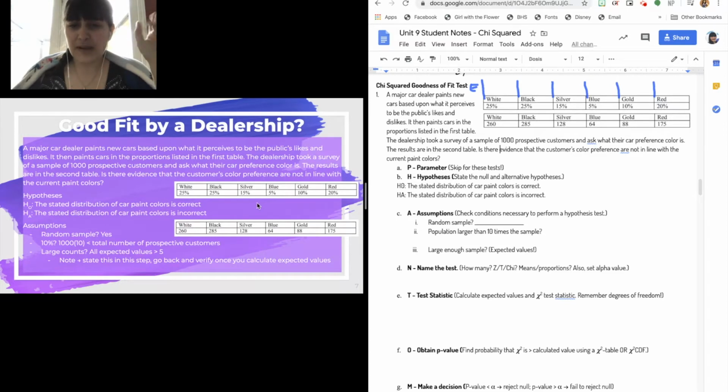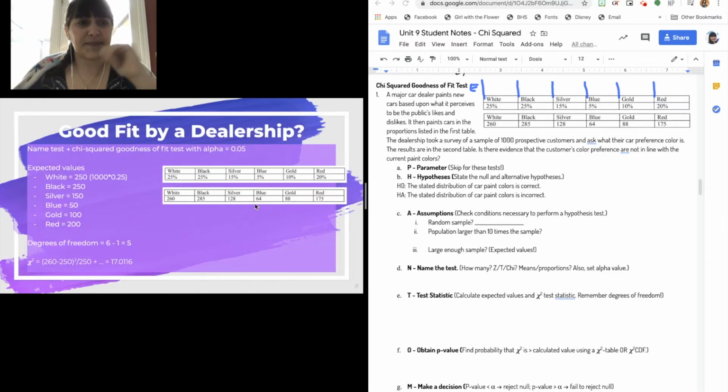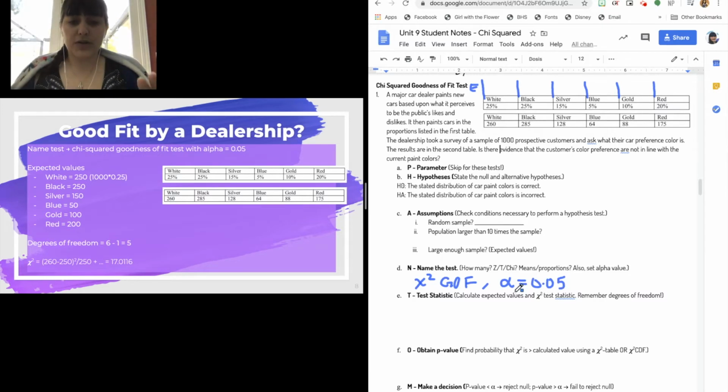Okay. All right. Next, we got to name the test. This is a chi-squared goodness of fit test, and we're going to set the alpha value at 0.05 because that's what we set all the alpha values at. So name the test, chi-squared, and then you can literally just say GOF. You don't have to say goodness of fit. Okay, and then we're going to set our alpha value at 0.05.